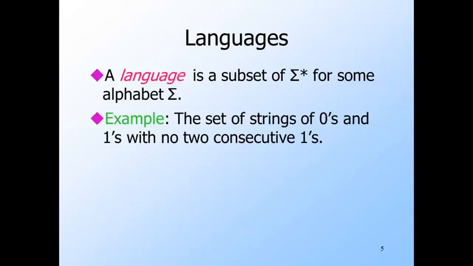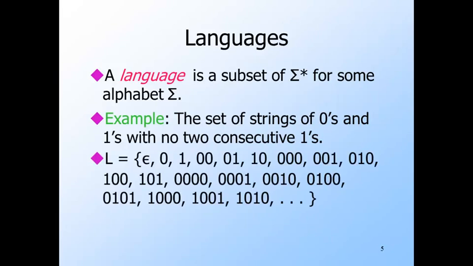Here's an example of a language L we're going to meet several times. Its alphabet is 01, and it contains all strings of 0s and 1s that do not have two consecutive 1s. So the empty string is there, and both strings of length 1. Of the strings of length 2, all are there except 1, 1, because that obviously has two consecutive 1s. 5 of the 8 possible strings of length 3 are there, as are 8 of the 16 strings of length 4.